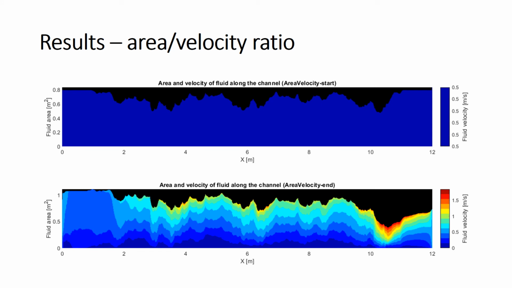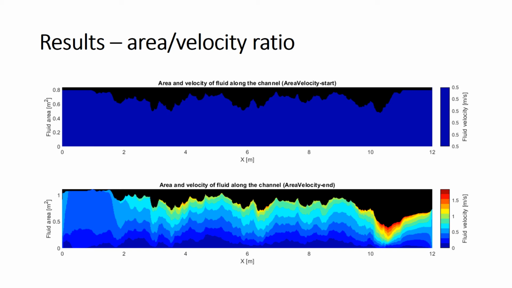Results: area velocity ratio. Another useful tool allows the presentation of the ratio between the flow cross-section area and the velocities at that location. Drawn in MATLAB, these figures show how much of the cross-section area is occupied by a certain fluid velocity. This tool should be useful in various ecohydraulics applications, for example in studies of riverbed erosion.